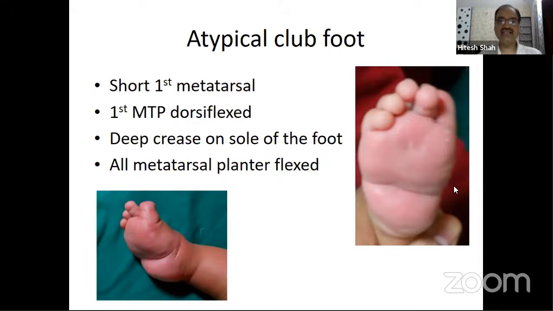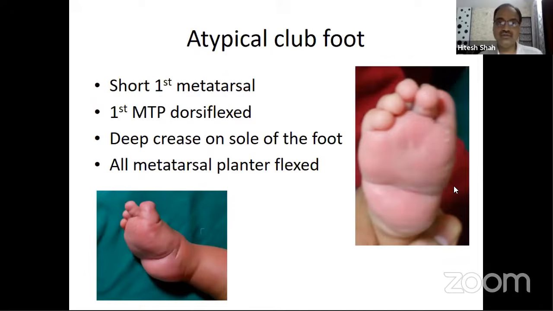How to get it corrected? In typical clubfoot, we can correct the cavus by lifting the first metatarsal. When we lift the first metatarsal, still the lateral rays would be plantar flexed. So the two hand technique or the two finger technique is used to correct this deformity. We need to apply pressure on the first and the fifth metatarsal to correct it.